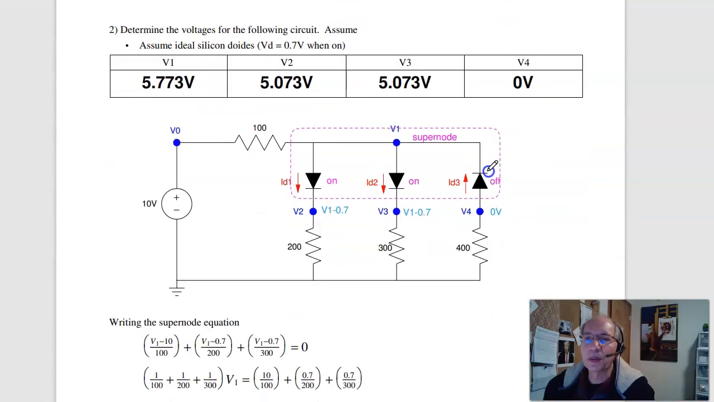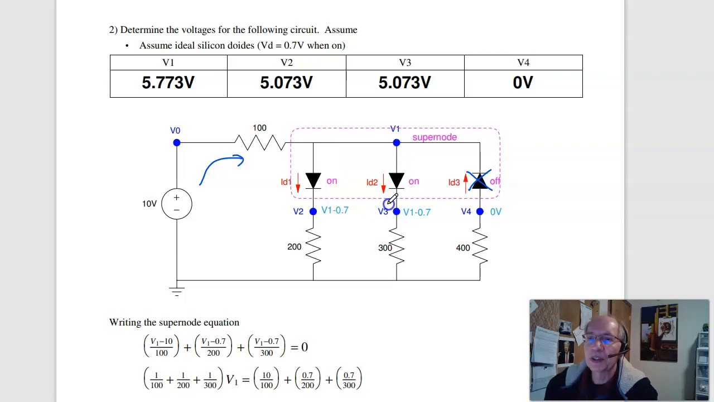Problem 2 is another problem from quiz number 1. Again, solved assuming ideal diodes. So again, I'm trying to push current this way. So it looks like diode 1 is on, diode 2 is on, diode 3 is off. If this is on, I know the voltage V2 is V1 minus 0.7. This is V1 minus 0.7.